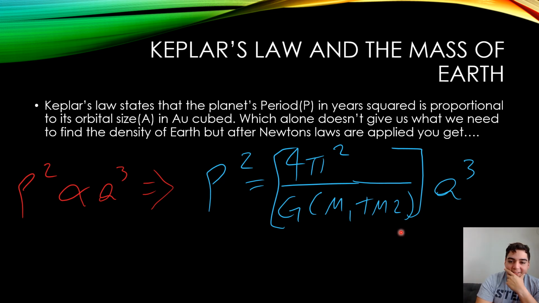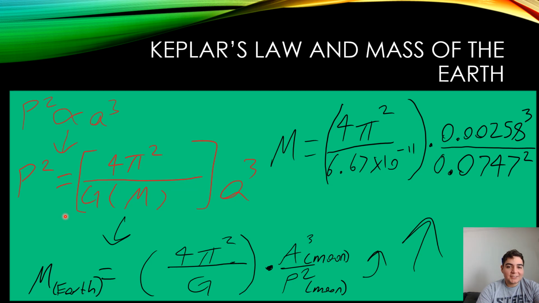Here's our variables right here of mass. So here we have period squared equals parentheses 4 pi squared over the gravitational constant times the addition of mass 1 and mass 2, close parentheses, multiplied by the orbital size cubed. So continuing our discussion onto whether Kepler's law could find the mass of the Earth, here we have our basic Kepler's formula right here. We have the Kepler's formula with Newton's laws applied.